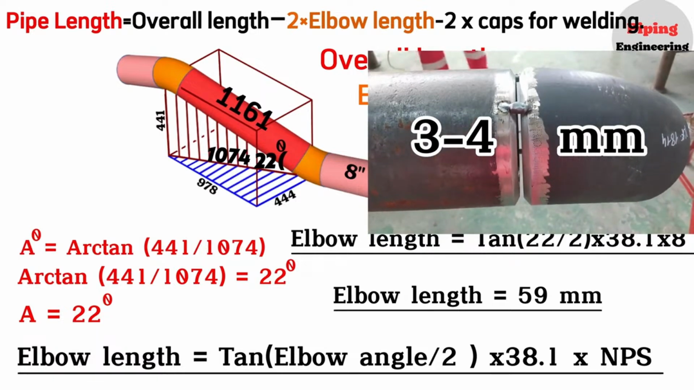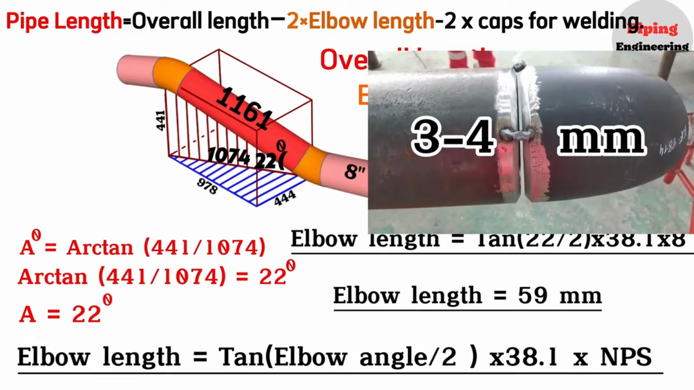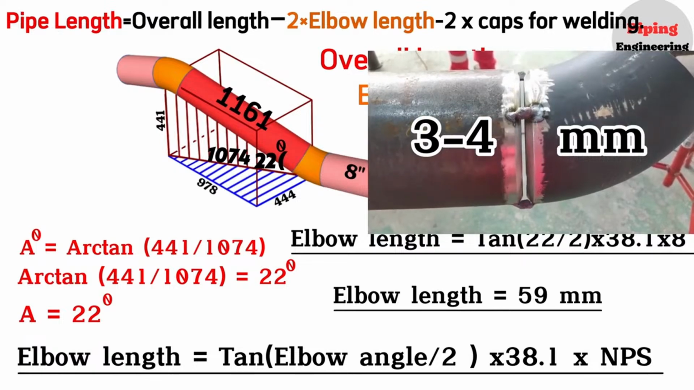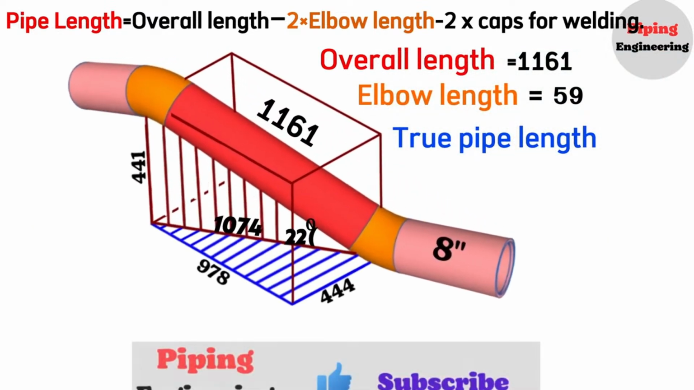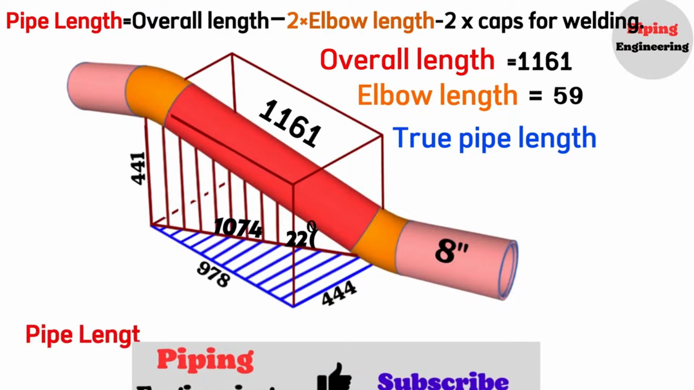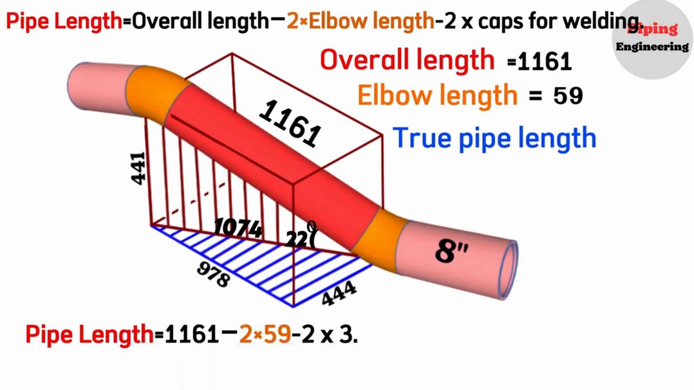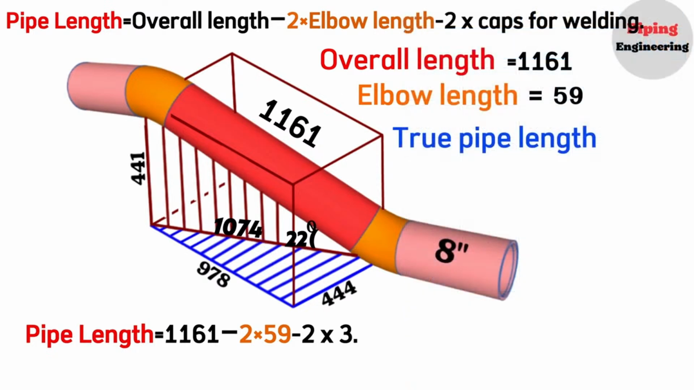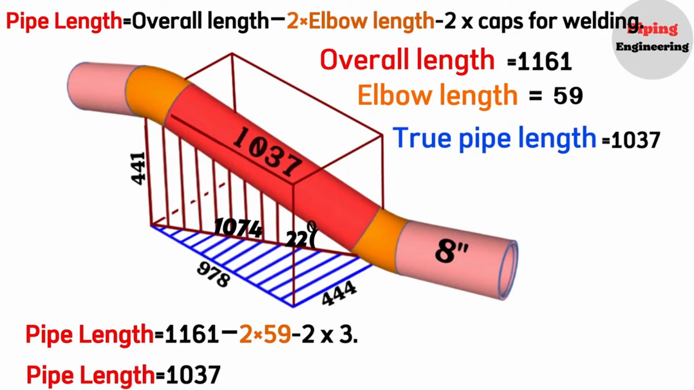Now let's find the true length of the pipe. We will substitute our overall length, elbow lengths, and welding gap information into the above formula. Pipe length equals the overall length 1161 minus 2 times the elbow length 59 and minus 2 times 3 for the gaps for welding. Using a calculator, 1161 minus 2 multiplied by 59 minus 2 multiplied by 3 equals 1037. So, we calculated and found that the red-colored pipe length between the two elbows is 1037 millimeters.